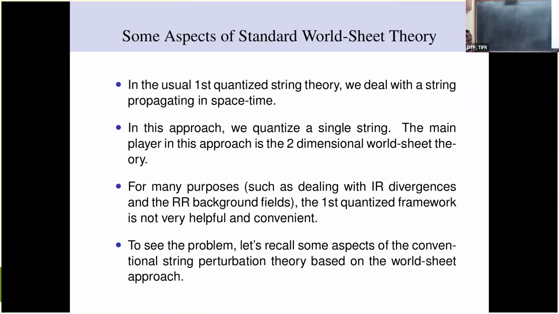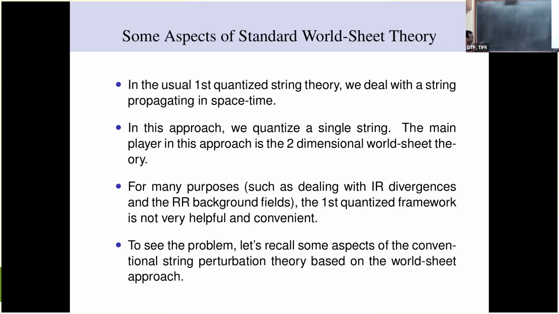In the usual first quantized string theory, we deal with a single string propagating through space-time. We quantize this single string, and the main player in this approach is the two-dimensional conformal worldsheet theory. For many purposes, such as dealing with IR divergences, or wanting an RR background field, like defining AdS, this first quantized framework is not very helpful or convenient.